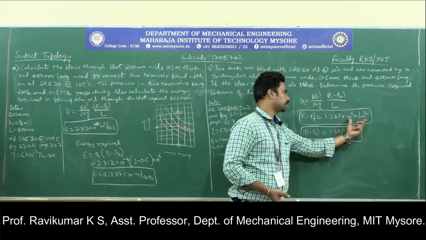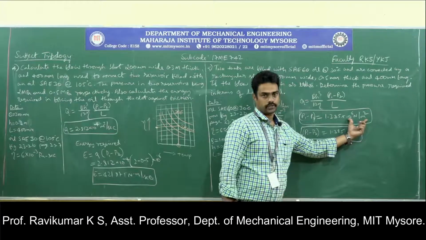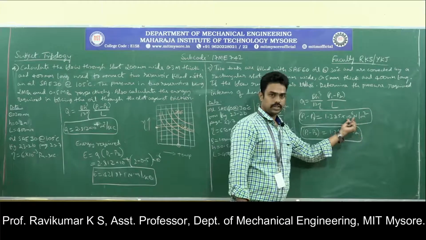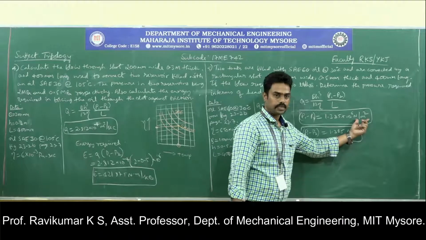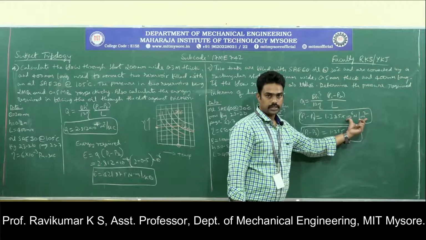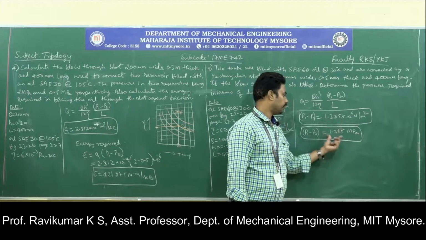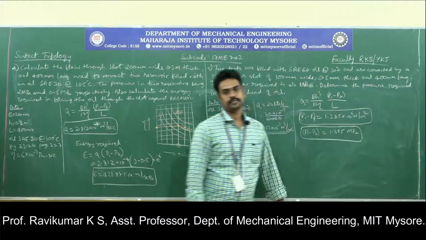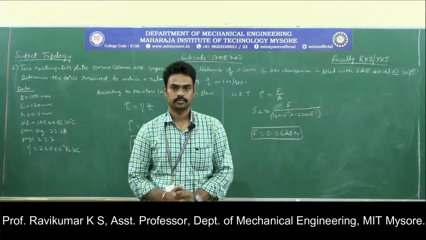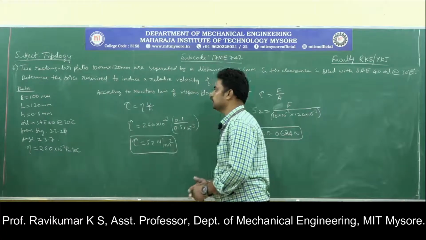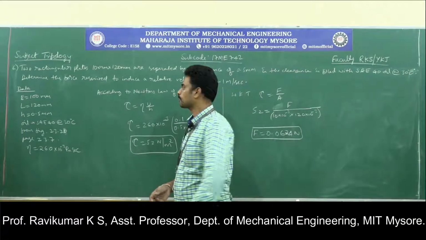Or you can take this 10 power 6 into Newton per meter square as megapascal. 10 power 6 is mega, Newton per meter square is pascal. If you want to write this in terms of megapascal, just write it as 1.385 megapascal. That's it. So the next problem, number 6.